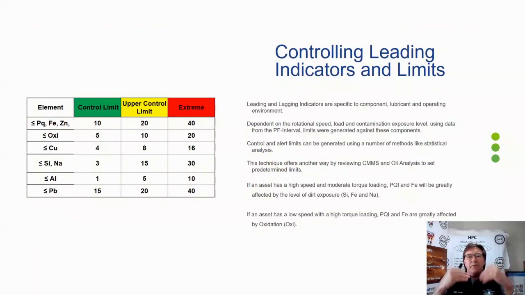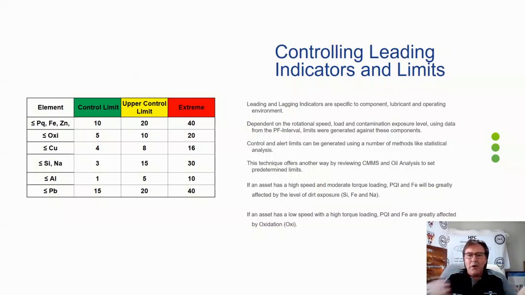So once we've reviewed all the data, it allowed us to generate a set of limits based on the application for the component, the lubricant being operated in the equipment, or the operating environment. And depending on rotational speed or load or contaminant exposure level, using that data from the PF interval, limits were generated against these components. These limits can't be applied to everything. They have to be specific to the asset, the environment and the lubricant used. But it's a good general guideline for your oil analysis program.